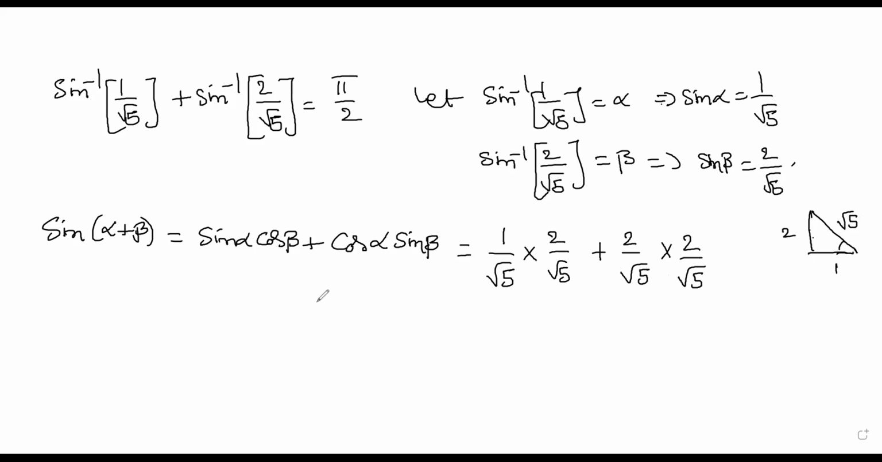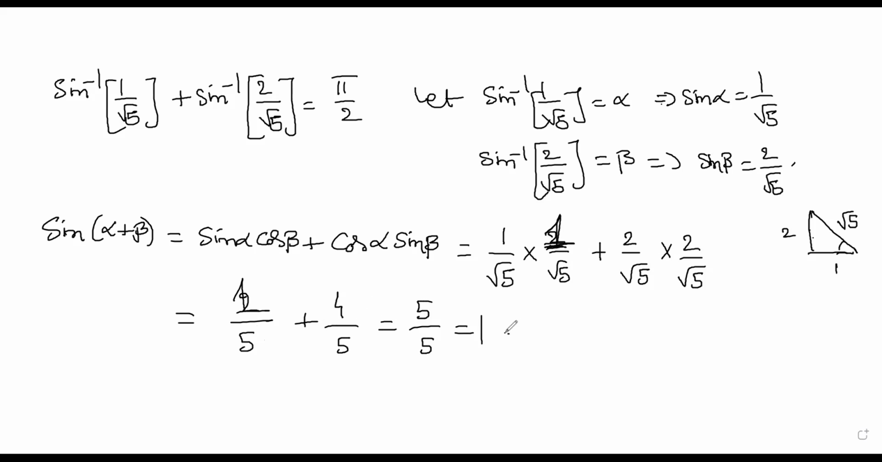So this is what you have. And now here this one is 2 by root 5. There's something wrong with this. Cos beta is 1 by root 5. Sorry, cos beta is 1 by root 5. So this becomes 1 by 5. Root 5 into 5 is 5, 1 by 5. This happens to be 4 by 5. So that is 5 by 5, which is equal to 1.